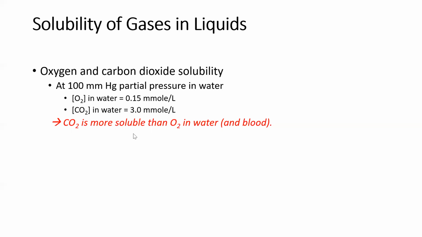And what that really highlights is that CO2 or carbon dioxide is much, much more soluble in water, and for our purposes in blood, than oxygen is, okay? I'll say that again. Carbon dioxide is much more soluble. It's going to dissolve much more easily. It's going to travel and move around much more easily in our blood than oxygen does. Okay, because it's much more soluble than oxygen is.